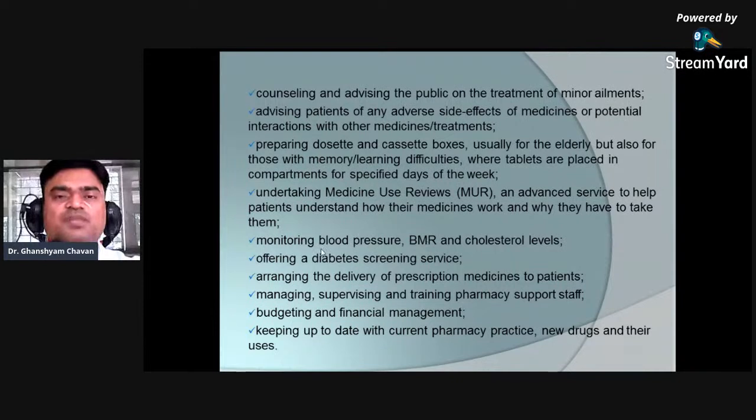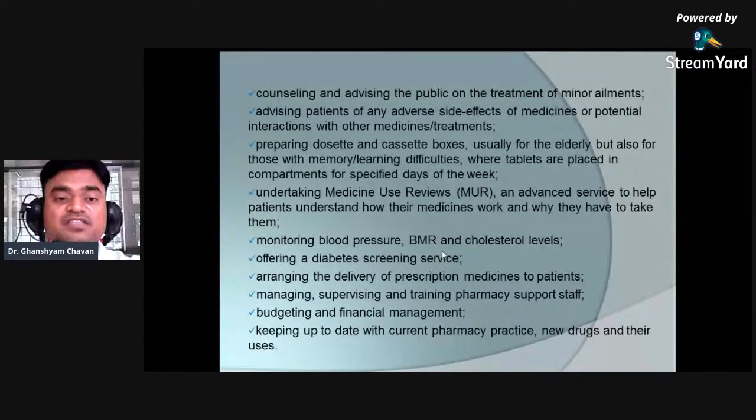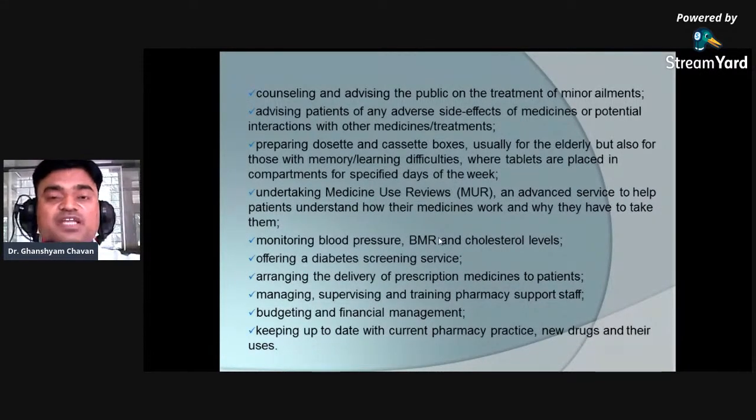You should always monitor the blood pressure, check your blood pressure, and report them. Offering diabetes screening services. Diabetes also may be produced, so you should check the blood sugar level and maintain awareness among people to check their blood sugar level. If it is in early stages, the person can stop taking an increased amount of sugar, and they will change their lifestyle in such a way that they don't have diabetes in future.